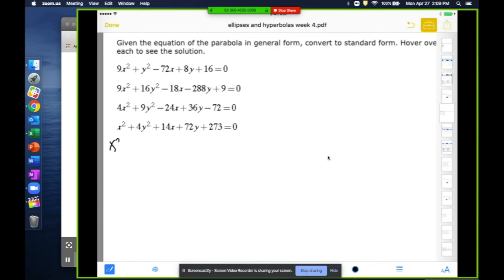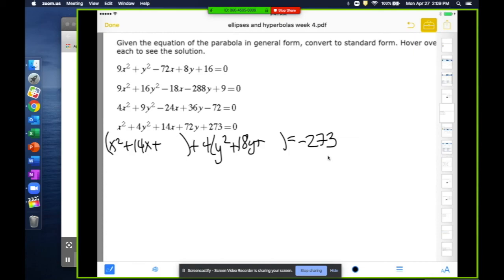And last but not least, number 4. So there's no coefficient here to divide out, so I'm just going to have x squared plus 14x plus blank, and then I can divide out 4 for the y, so I'm left with y squared plus 18y plus blank equals negative 273 because I have to subtract it to the right hand side.